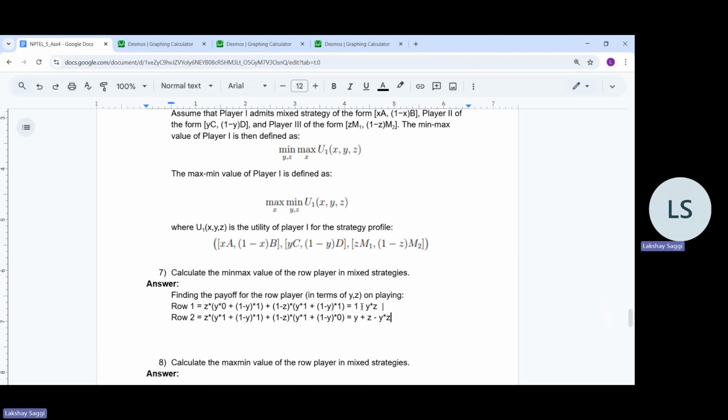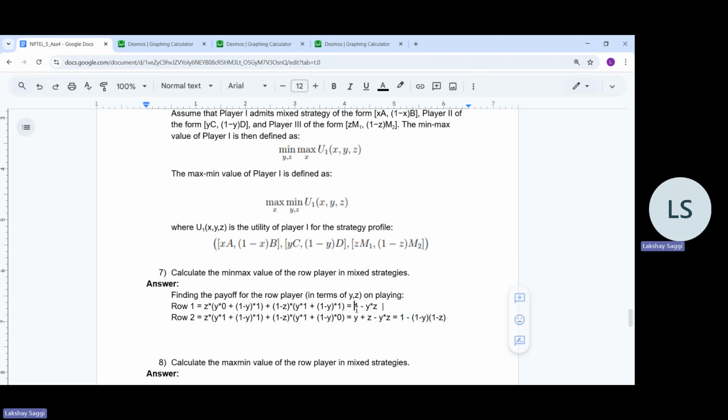So if the row player plays row 1, then this is the value. And if the row player plays row 2, then this is the value. And you can actually write this as something like 1 minus 1 minus y times 1 minus z. So this is the value 1 minus y times z, and y plus z minus yz can actually be written something like this. You can verify this by yourself also. This is not too hard to show. Just expand this out, and it will come out to be equal to this.